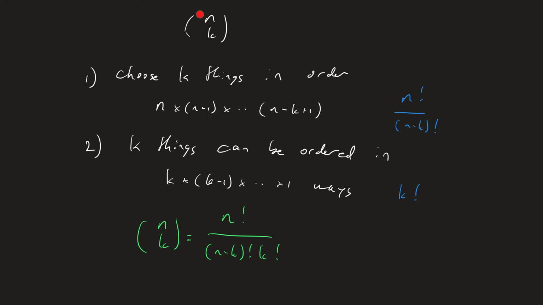Therefore, the number of ways I can choose things when order does not matter is the number of ways I can choose them when order does matter, divided by the number of ways I can order them in, so I get the formula that n choose k is n factorial on n minus k factorial, which is this one, divided by k factorial, which is this one.